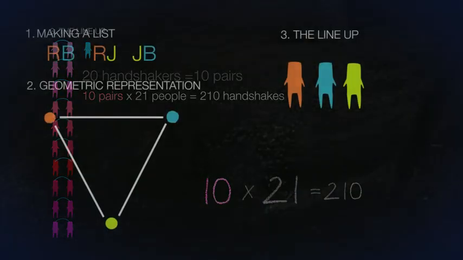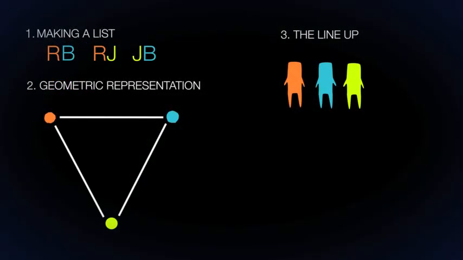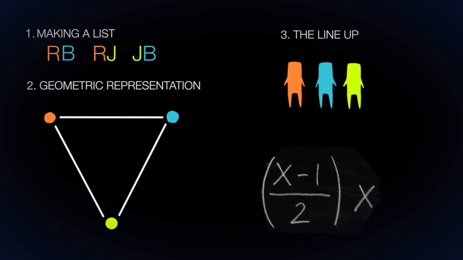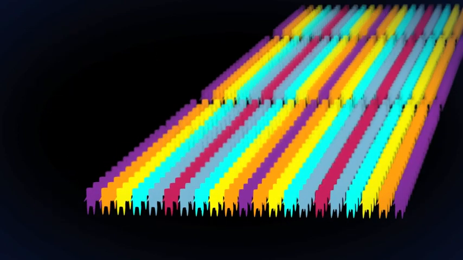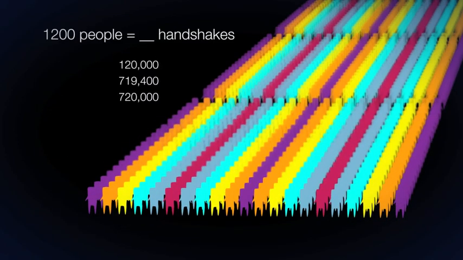Now that you understand the three modalities for this problem, you can easily use any of them, along with the formula, to solve it quickly and easily. What if there were 1,200 people in the room? How many handshakes would there be? Choose the correct answer.